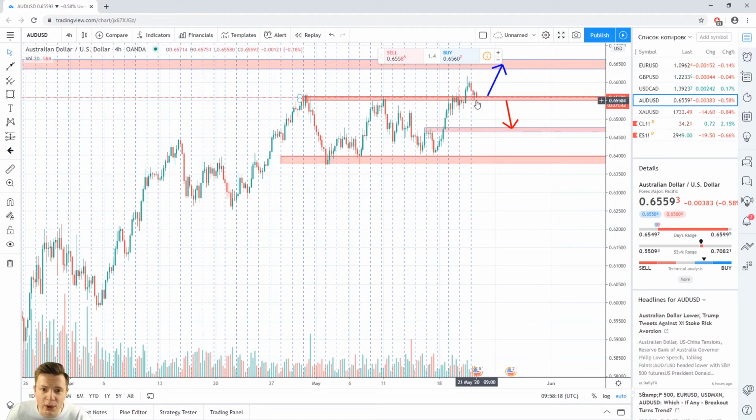If price breaks this level again and holds below this level, it will be a short idea, and our first target will be around 64.75.